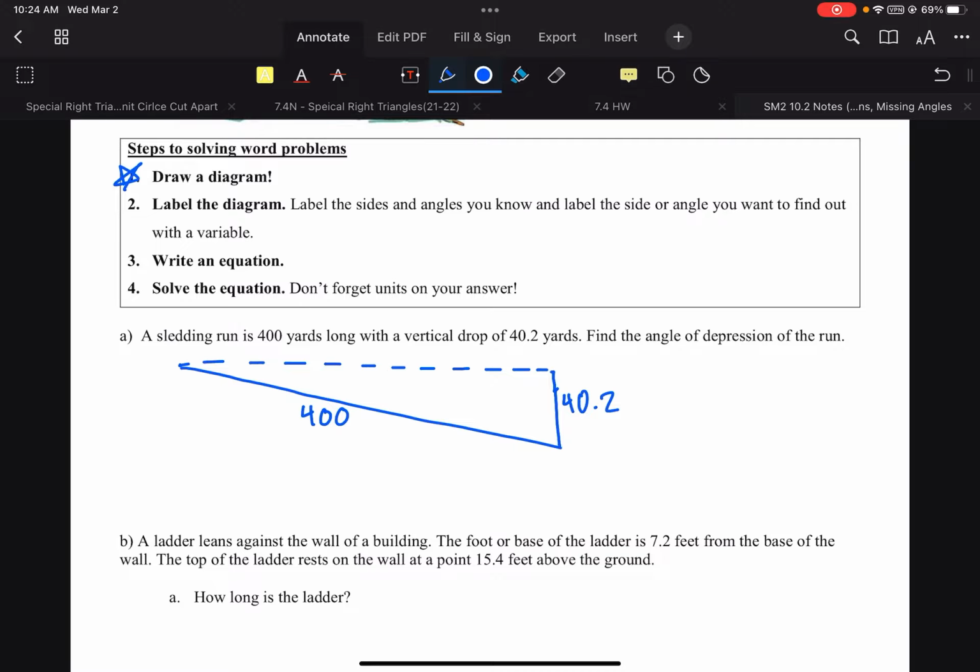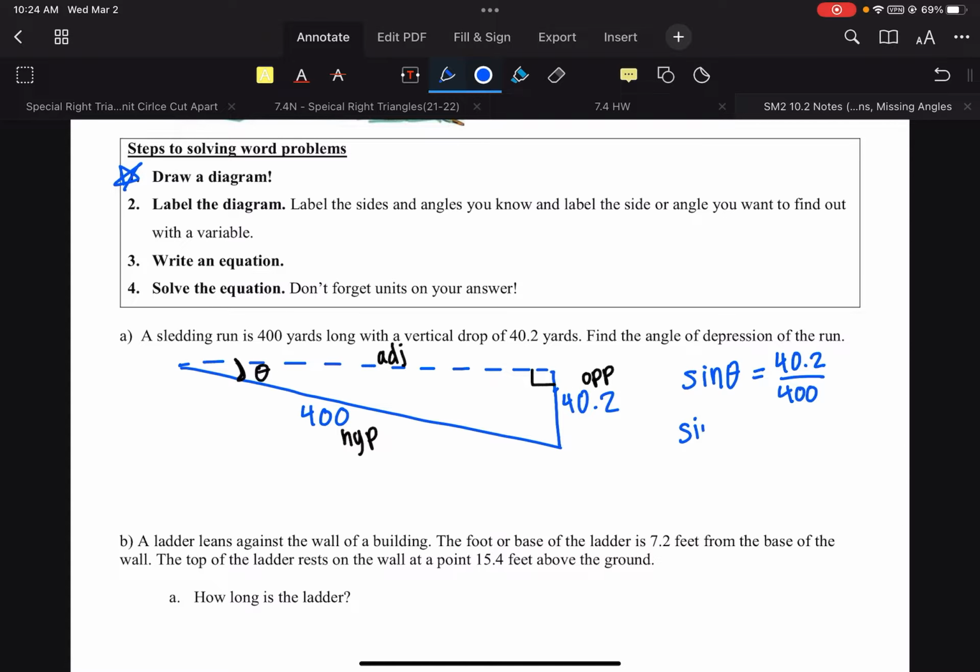So angle of depression is at what angle is your sled going downhill. So it's going to be this angle on the top right. So if I'm finding that angle, I'm going to put my theta there. That tells me that's what I'm looking for. I'm going to label my sides with the opposite, adjacent, hypotenuse. The 400 is the hypotenuse, the 40 is the opposite, and then this top dotted line is the adjacent. So since I know the opposite and the hypotenuse, I'm going to use the sine. So the sine of my angle is the opposite over the hypotenuse.